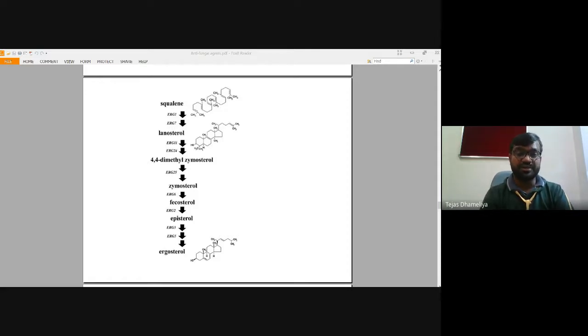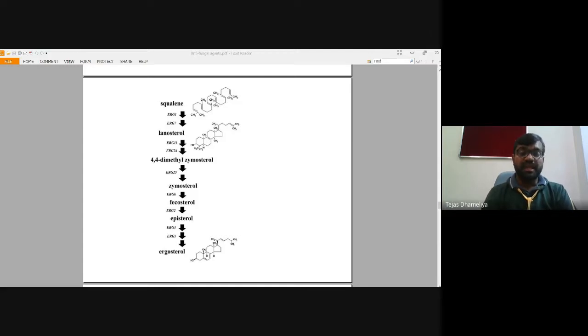Even our hormones, sexual hormones, especially testosterone in males and progesterone and estrogen in females, are also synthesized from cholesterol. Cholesterol is basically synthesized from squalene. Squalene epoxidase, lanosterol 14 alpha demethylase are some of the enzymes.